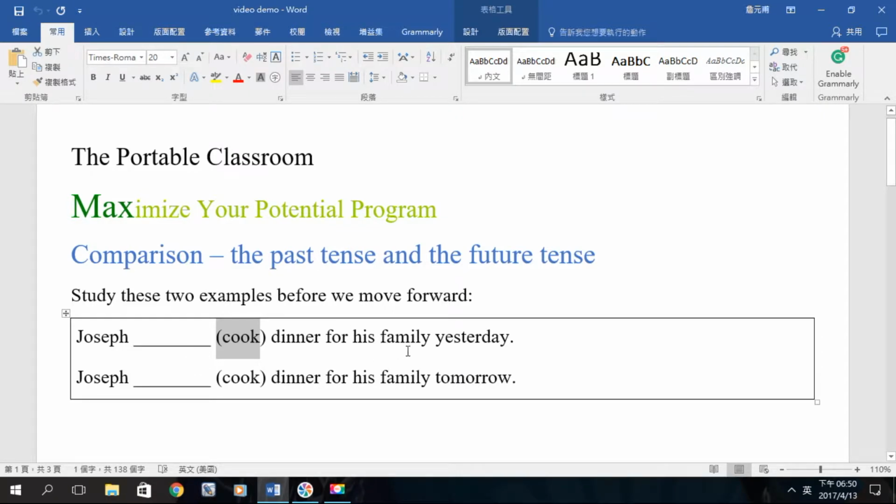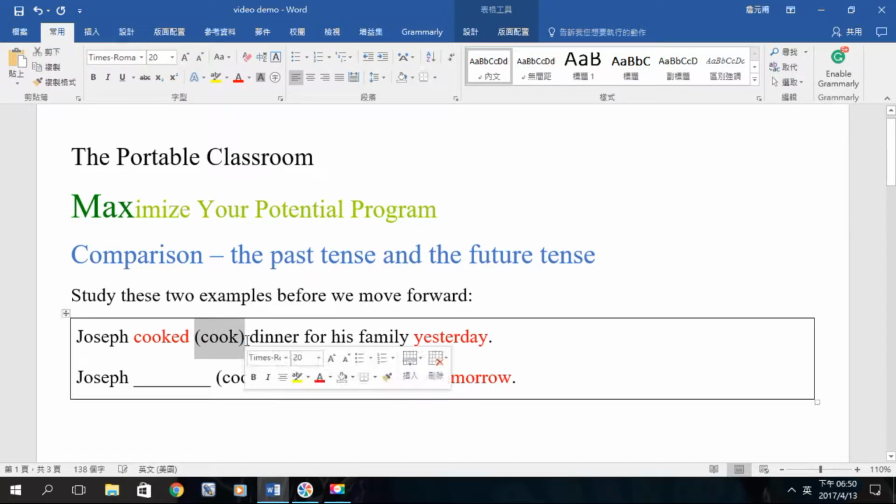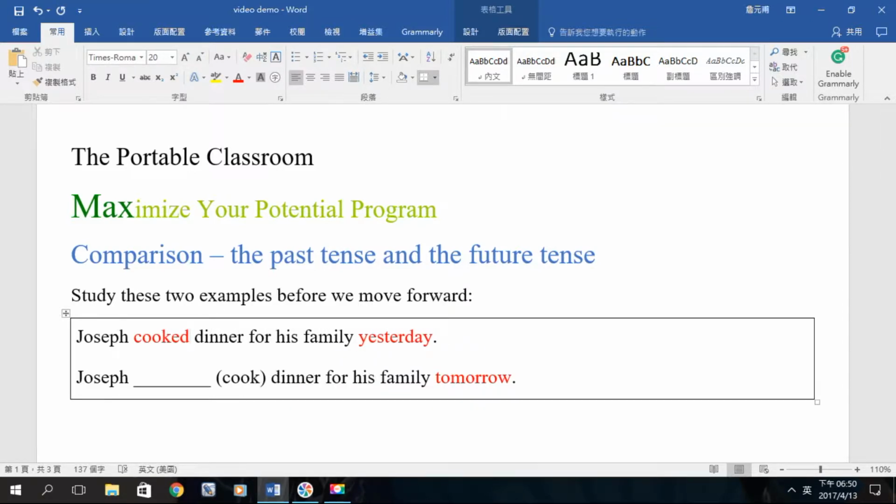The first thing we do, we look for the time markers. For the first sentence, the time marker is yesterday. For the second one, the time marker is tomorrow. So the first sentence should be written in the past tense, and the past tense of the word cook is cooked with ed at the end. So the correct answer would be: Joseph cooked dinner for his family yesterday.